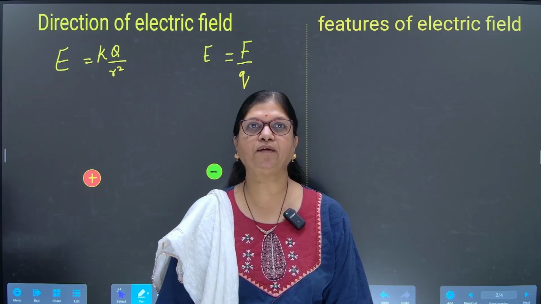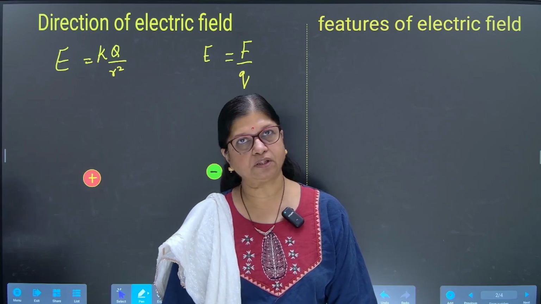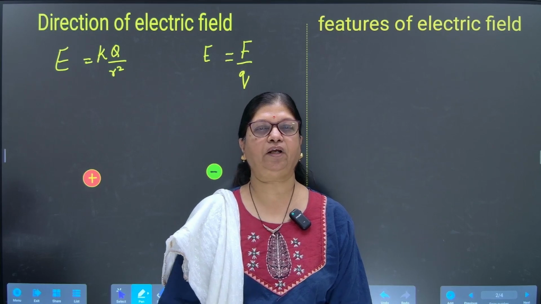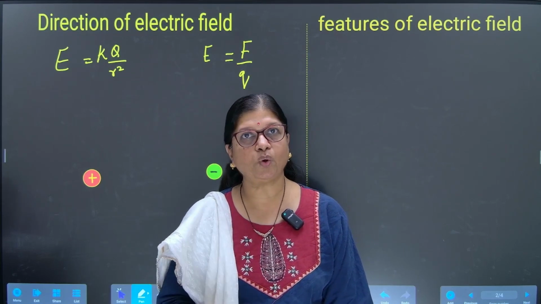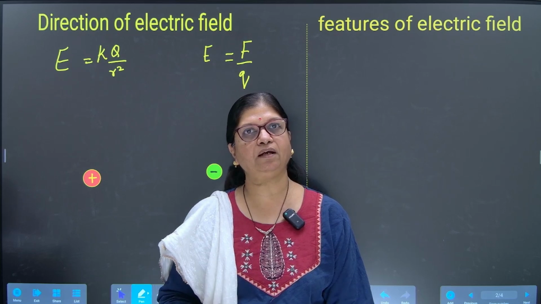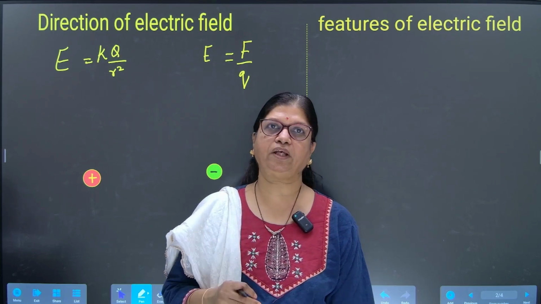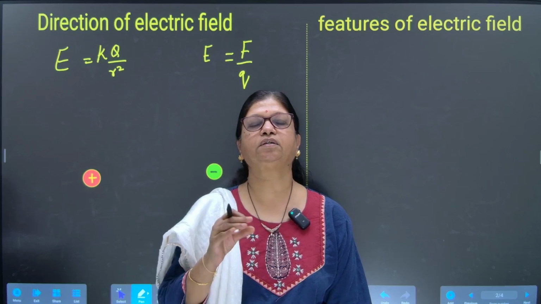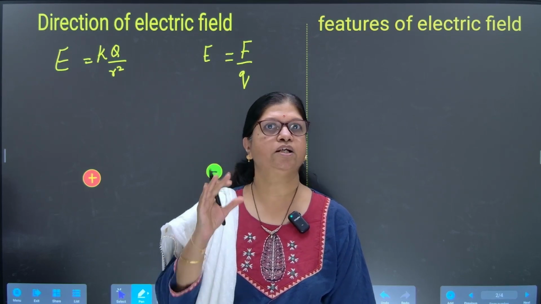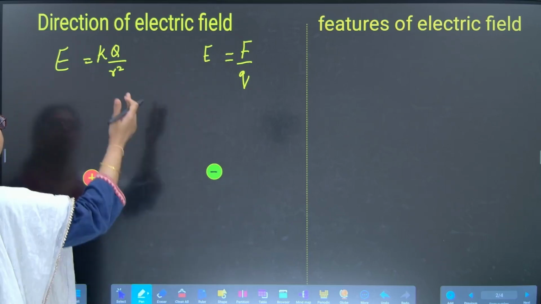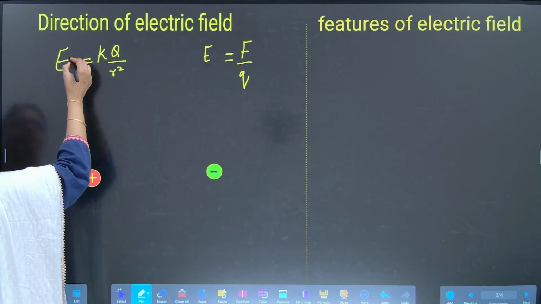So we have defined electric field and we have written two formulas of electric field. Now we will understand how to denote the direction of electric field mathematically and draw the direction of electric field around the charge Q, that is the source charge. So let us first write down the formula as written here. Now how do I denote the direction of electric field?